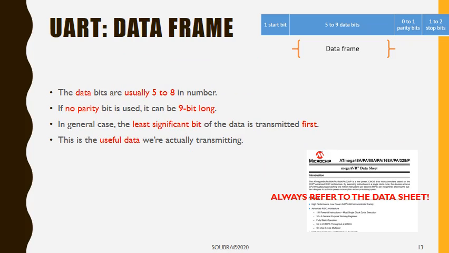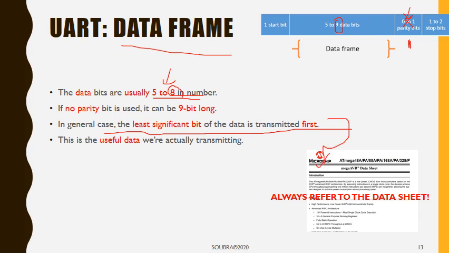Alright, so the data frame, it's 5 to 8. What? You just told me it's 5 to 9, now you're telling me it's 5 to 8. So yeah, 5 to 8 normally if I'm using a parity bit. However, if not using the parity bit, this gives me one extra additional bit that I might use for my data field here. Alright? General case, least significant bit transmitted first.